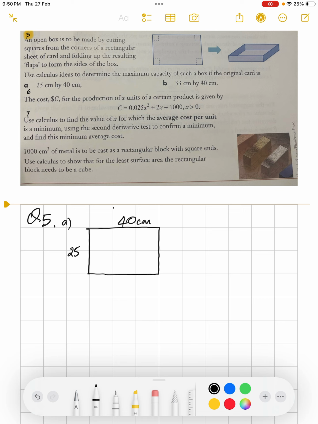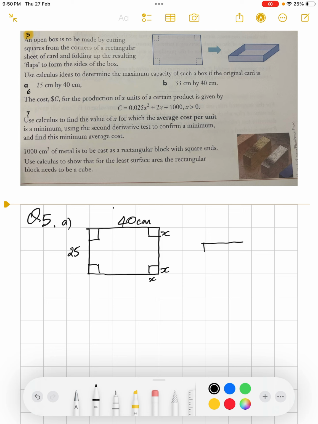All right, so we've got this box. We don't know how big the corners are, so let's just put 4 corners. We'll call those corners x that we've chopped out of each corner. And we want the maximum capacity. Well, what is the capacity?